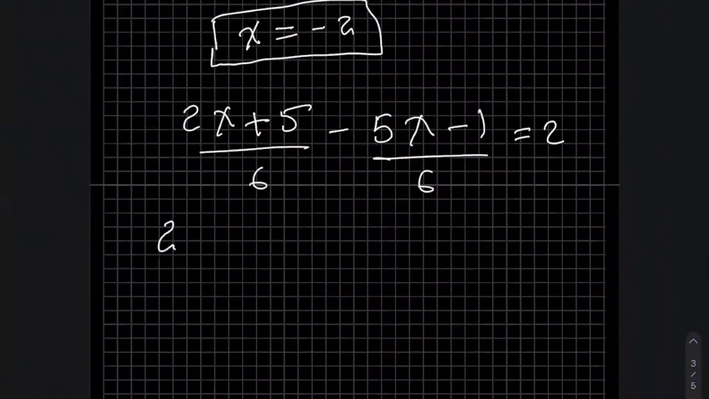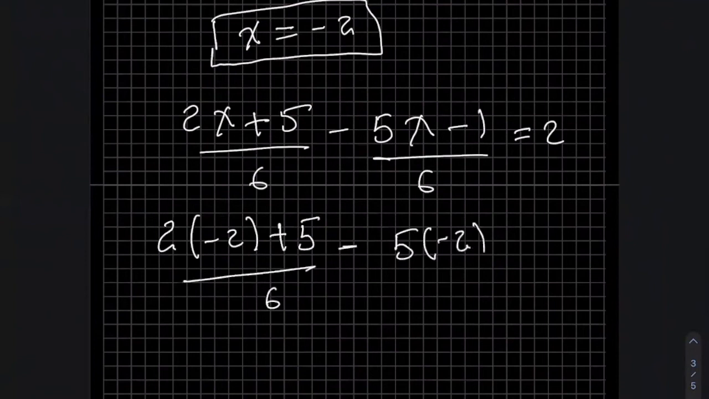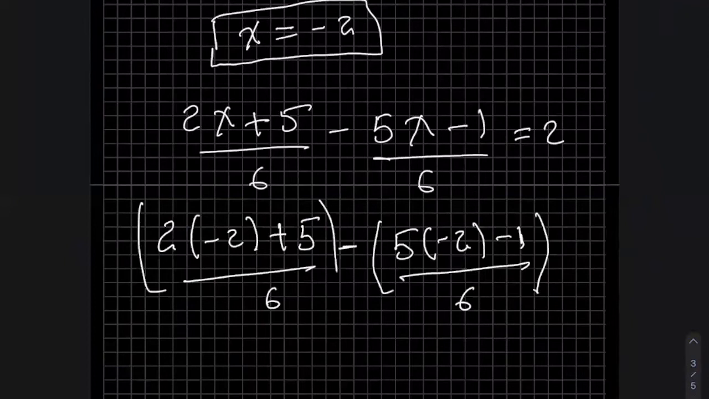So we can put 2 times negative 2 plus 5 over 6 minus 5 times negative 2 minus 1 over 6. Remember, this is one entity and this is one entity, because this whole division divides everything, is equal to 2.